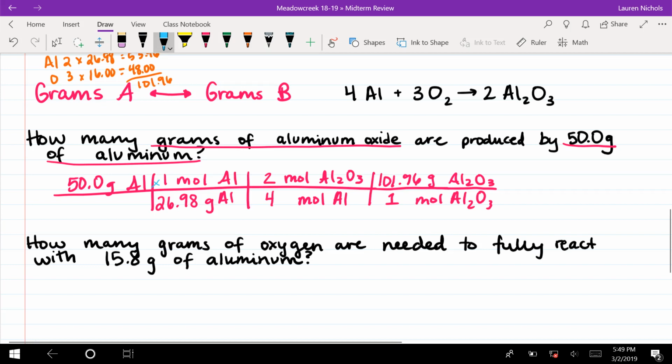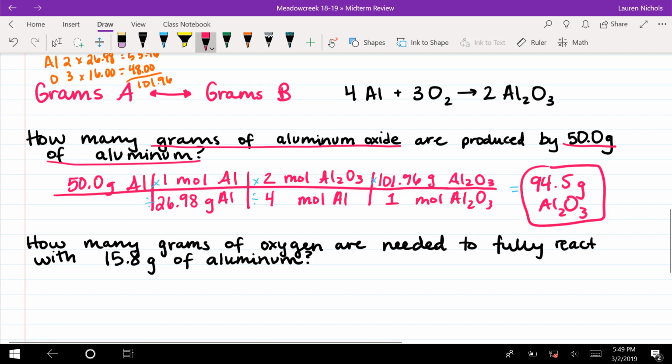So it would be 50 times 1 divided by 26.98 times 2 divided by 4 times 101.96, and that will give us 94.5 grams of aluminum oxide. So, yay. That's how you do that one.